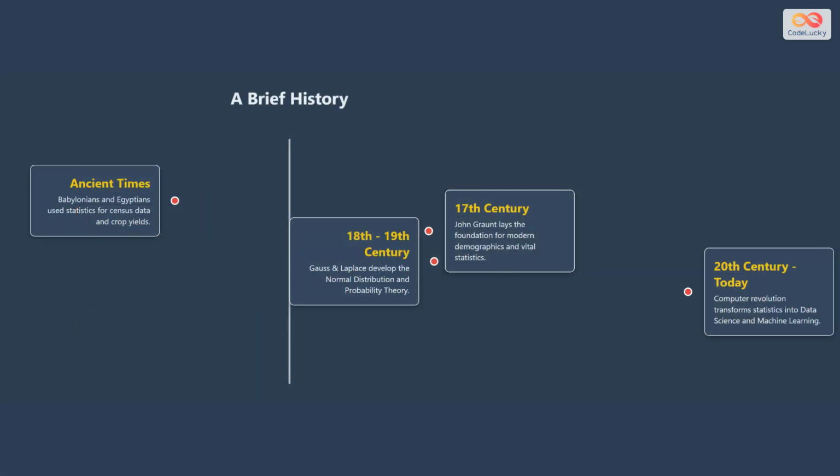The history of statistics spans thousands of years. It began in ancient civilizations like Babylon and Egypt for censuses. In the 17th century, John Graunt founded the study of demographics. Later, mathematicians like Gauss and Laplace developed probability theory. Today, with the computer revolution, statistics has evolved into the powerful fields of data science and machine learning.